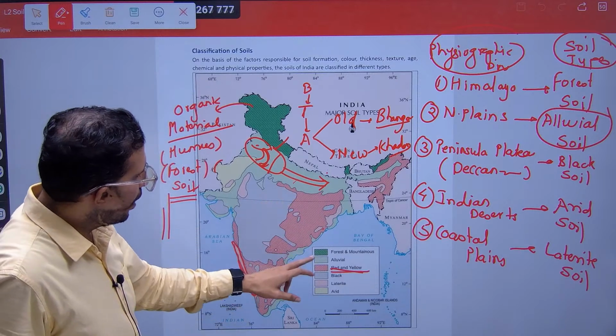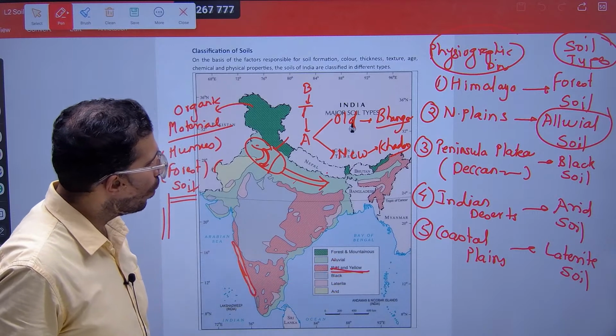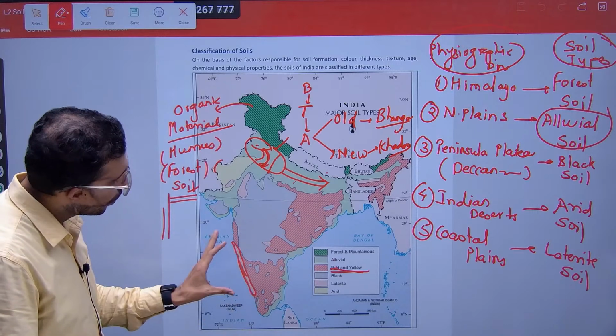We have seen the first are the forest, then alluvial, then the third one is the red and yellow. Just see the extent. Red and yellow, where is its geographical spread?